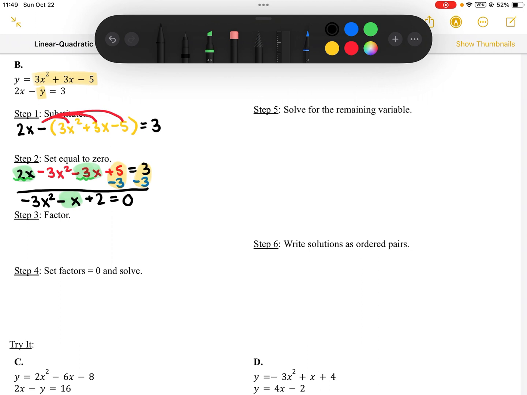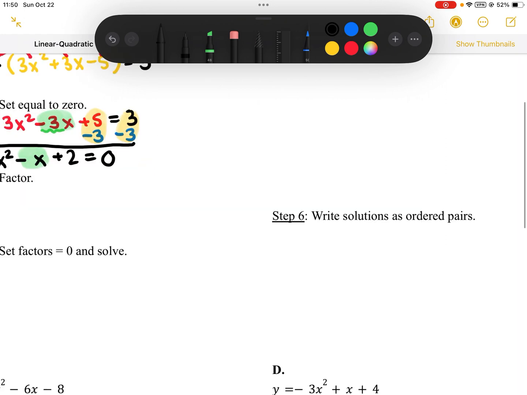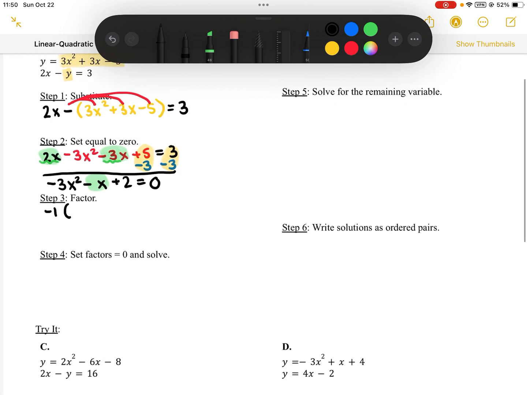Now I need to go ahead and factor. When I go to factor, I check for a GCF, no GCF. I also want to make sure my x squared term is positive. So I'm going to pull out a -1 to make my x squared positive. So that means I just changed the signs of everything. So -3x squared becomes positive 3x squared, negative x becomes positive x, positive 2 becomes -2.